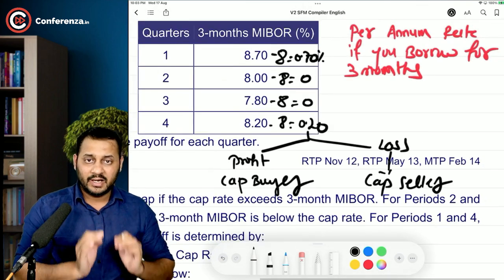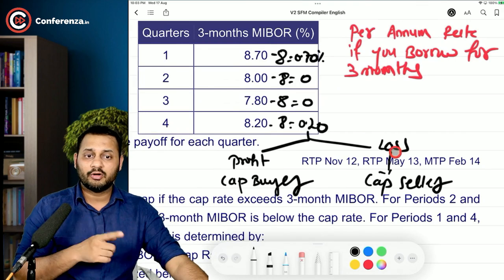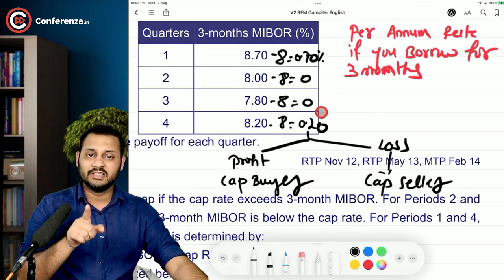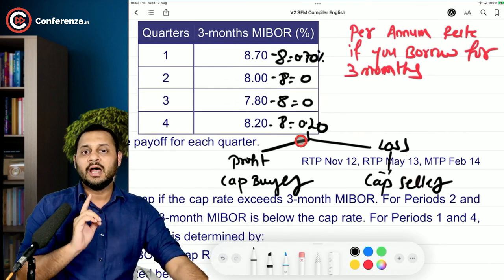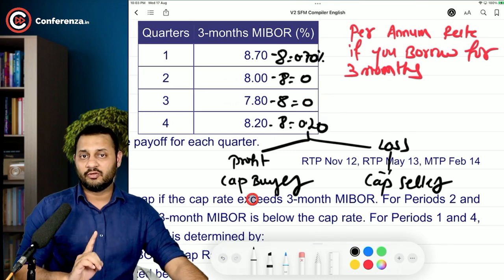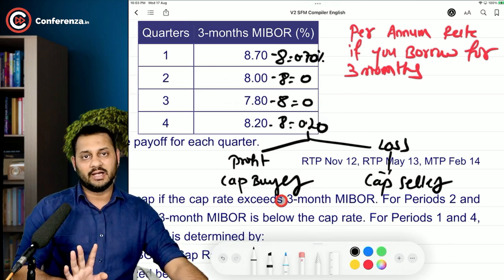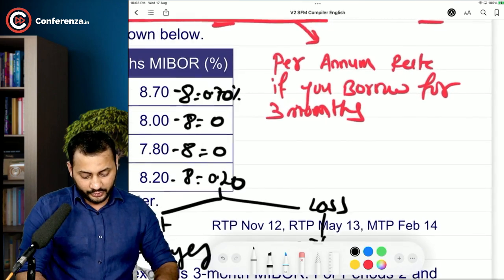Understand, at expiry there cannot be a profit to the seller. There can only be 0 or loss to the seller. At expiry there can only be a profit or 0 payoff to the buyer. Okay. Now what are you going to do?